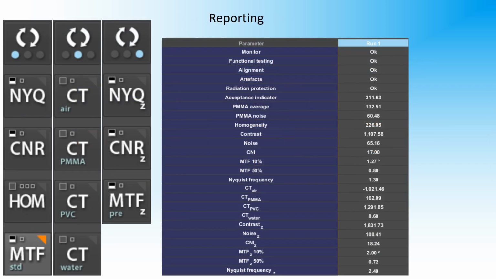When we are done with all the testing, the tests performed will be the ones on the left-hand side. We have from top left Nyquist frequency, contrast noise ratio below, homogeneity, MTF measurement, the CT numbers of air, PMMA, PVC, and also water, and the Nyquist frequency in Z direction of a sagittal slice, contrast noise ratio in the same direction, and MTF in that direction.